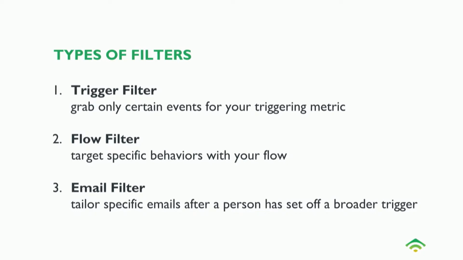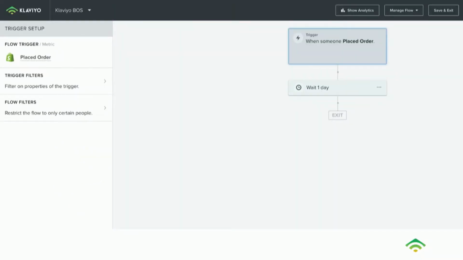If we look at a flow filter, that's going to pull any information from the profile. We've alluded to a few times here that Klaviyo is a profile-based system, which means on that profile we track all of the customer data. This is where we can reference any of the data on that profile to personalize that experience. An email filter is a little bit more specific. An email filter looks at a specific email within a flow and allows you to apply a filter to that specific email.